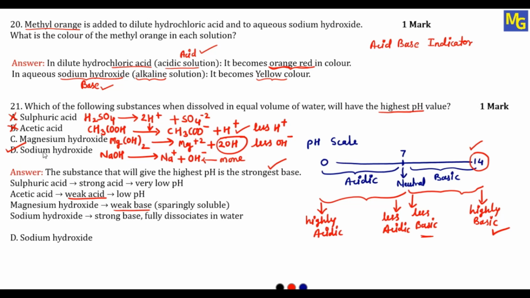As I'll be telling, Mg(OH)2, magnesium hydroxide, is also a base. Sodium hydroxide is also a base, but magnesium hydroxide is a weak base. Its pH will be somewhere between 7, 8, 9 and 10. But sodium hydroxide's pH will be somewhere 13 and 14. So this will match our question, and therefore option D is correct. Sodium hydroxide, strong base, fully dissociates in water. So D, sodium hydroxide. This is the explanation of question number 21.